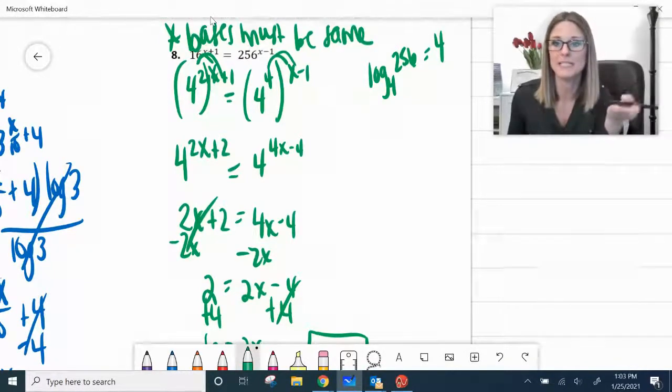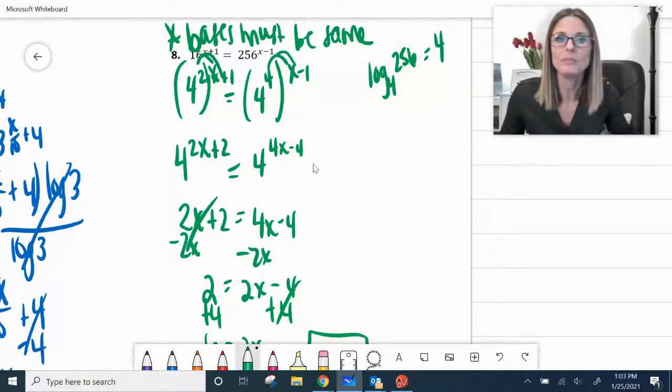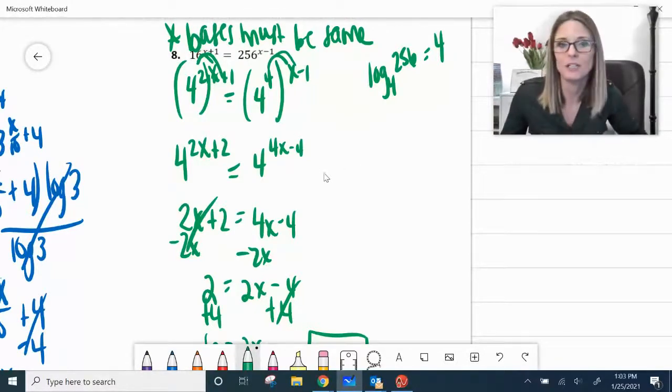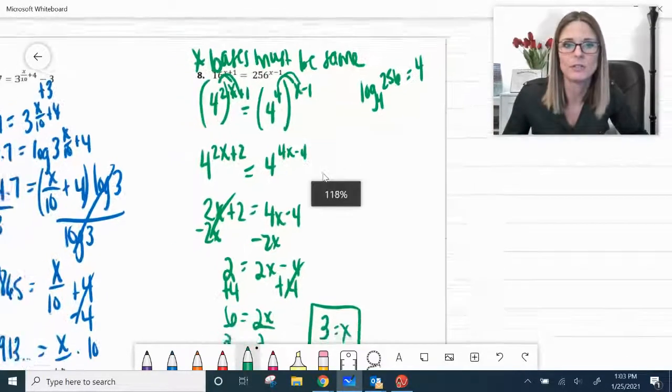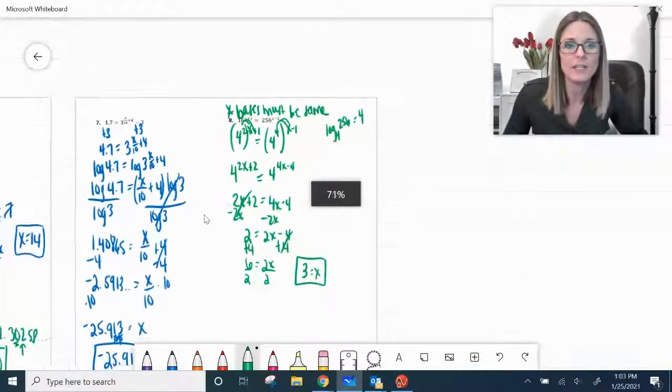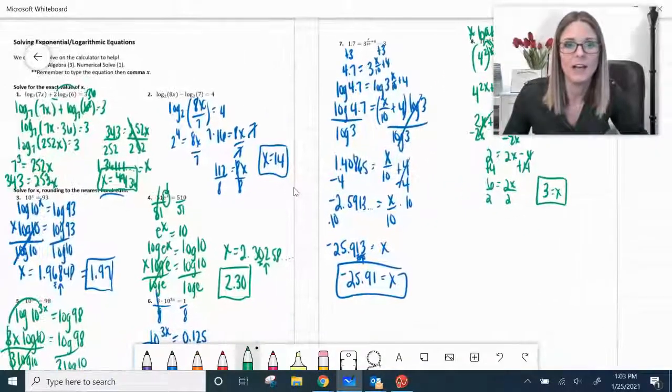So our original problem was 16 and 256. So I made them both bases of 4 raised to the exponent to make them equivalent. It could have been 16. You just kind of have to guess and check on those. So that's the way to do those by hand.